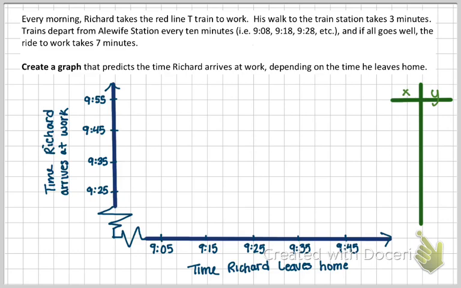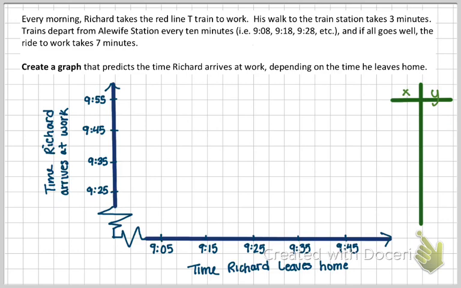And for simplifying purposes, let's just assume that we have 9:08, 9:18, and 9:28. Let's use those as the times when the train would leave. Since we don't know in this particular situation what time the train starts running and what time it stops running, you could technically start at any time. So you might want to start your x-axis at 8 o'clock, 7 o'clock. It's entirely up to you, right? So I'm just going to use the 9:08.